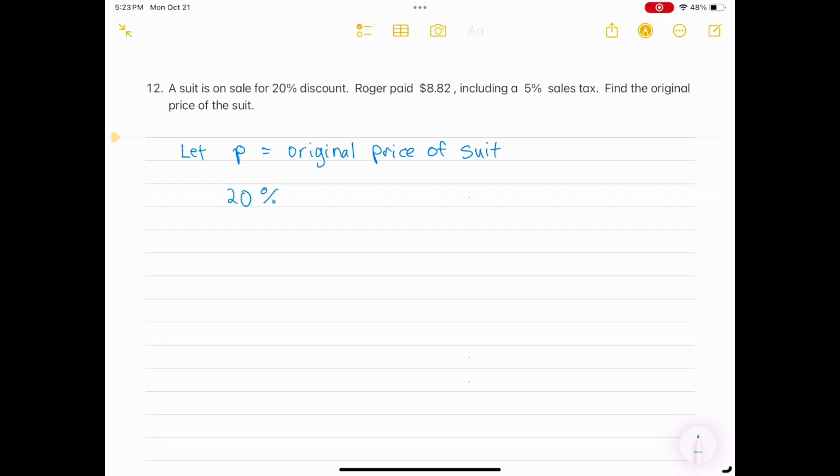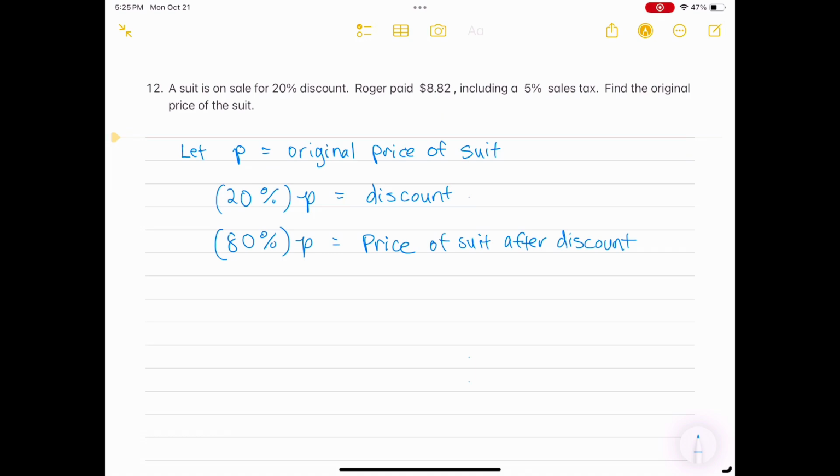20% of the original price of the suit is the discount, and we write that as 20% times P equals discount. So if 20% of the original price of the suit is the discount, then the sale price of the suit would be 80% of the original price. And so we write that as 80% times P, which is the sales price of the suit after the discount.